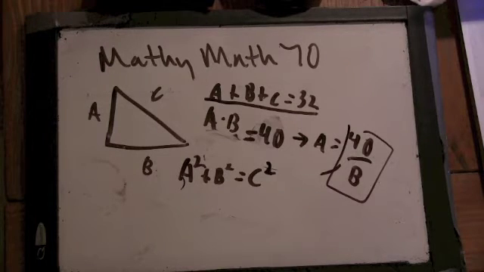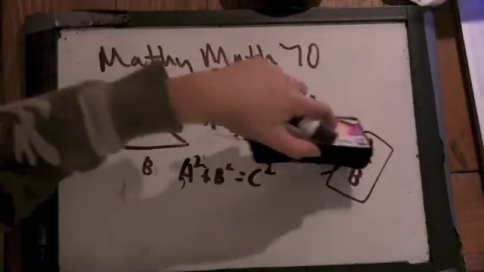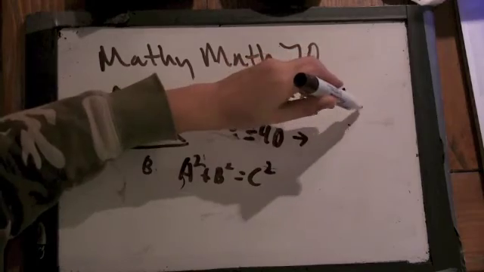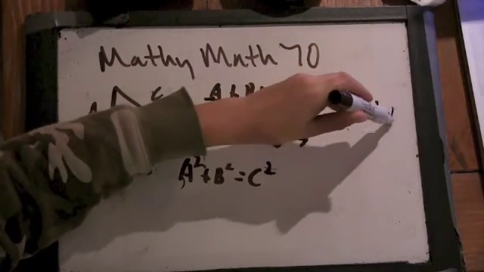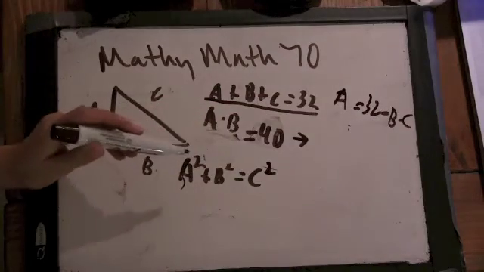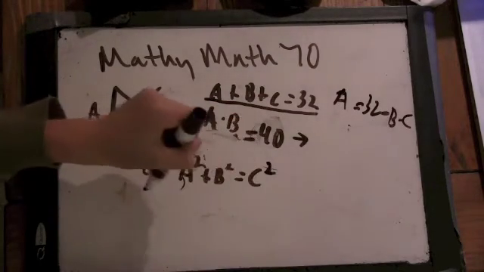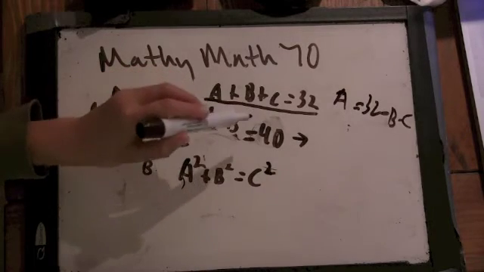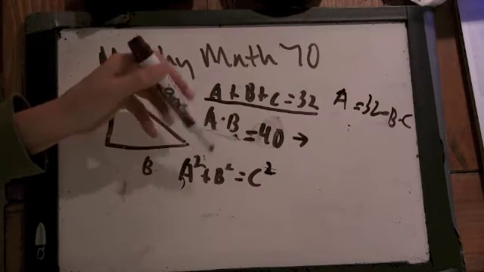But there's actually a different substitution. The 40 over B seems to be introducing some fractions on the bottom, so maybe we don't really want that. Well, we can see what A equals up here. A is 32 minus B minus C. So we really don't want to substitute that in here because we don't want to square that. And here you have to multiply everything by B.